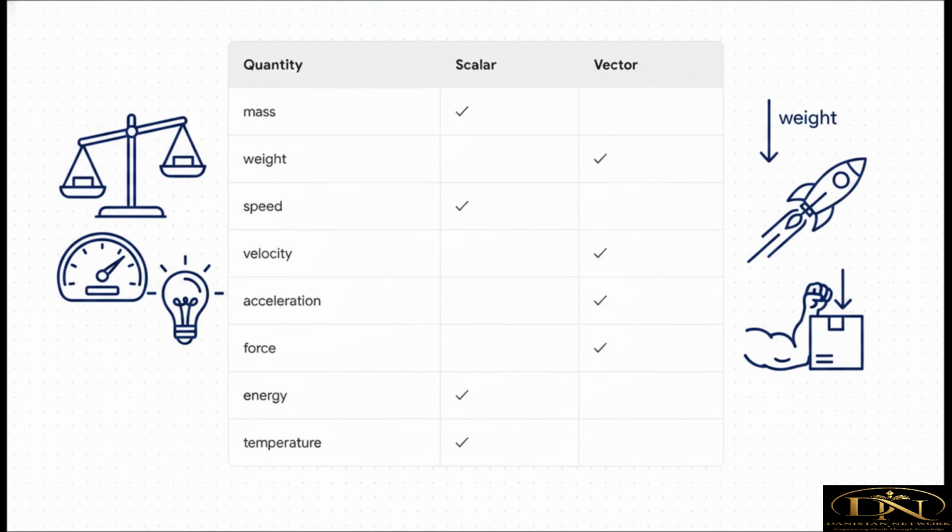Now, here's where it gets really interesting. Just look at these common examples from physics. Mass, speed, energy, temperature, those are all scalars. But then you've got weight, velocity, acceleration, and force. Those are all vectors. Take weight, for instance. It's a force that is always acting downwards towards the center of the Earth. The direction is literally baked right into the definition.